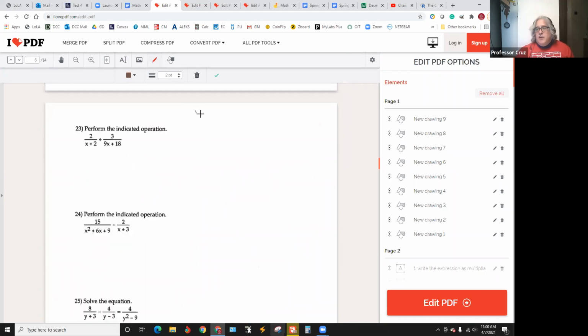All right, can anybody see what the LCD is here? Let's write it up here. It does help to factor it. The first one we cannot factor any further.